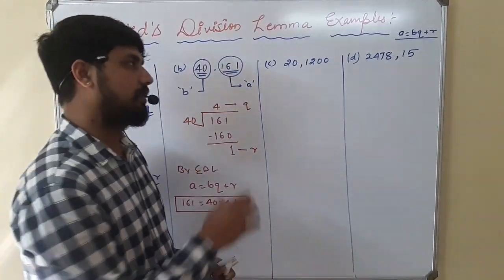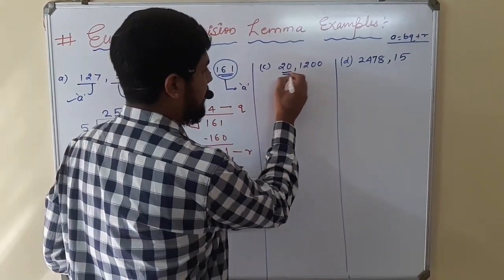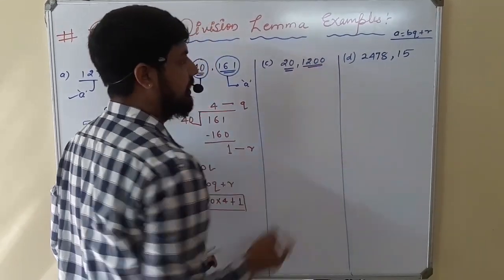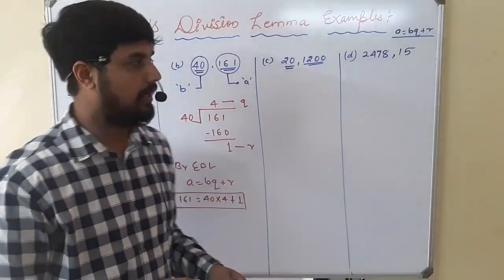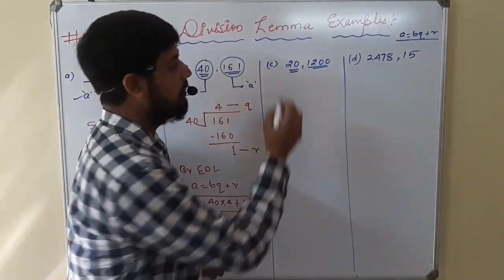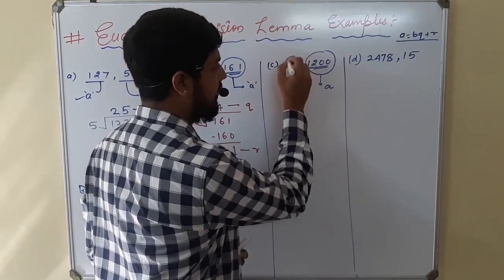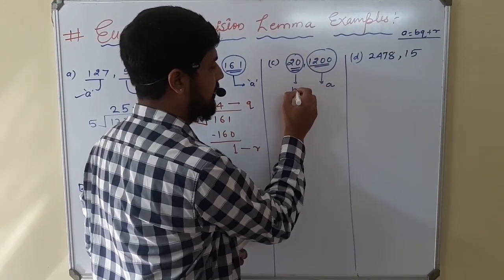Now moving ahead with the third example. Here again the first integer is 20 and the second integer is 1200. So what will be the value of a? The value of a will be 1200, because the greater value is always a and the smaller value is always b.